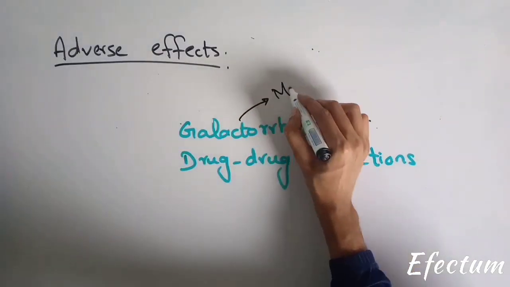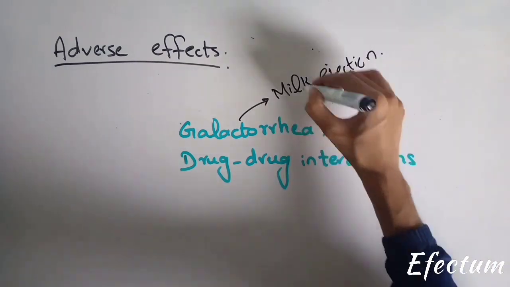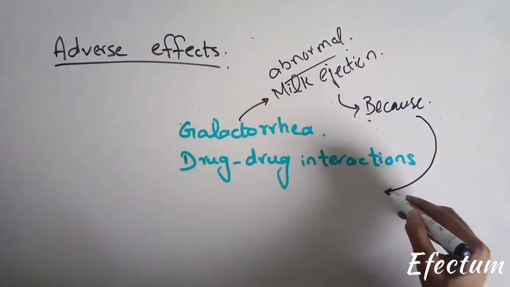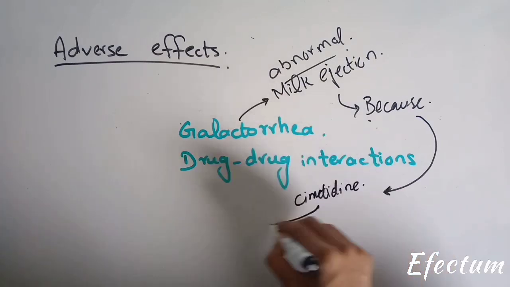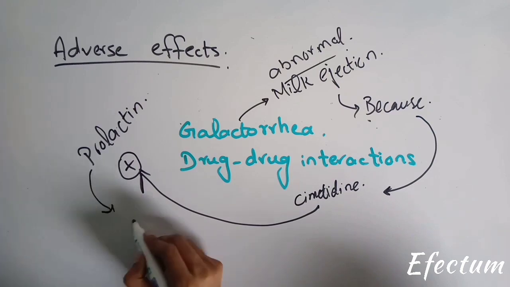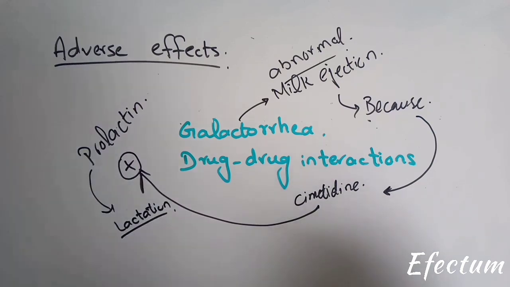Then we have galactorrhea, which is abnormal milk ejection. The reason for abnormal milk ejection is cimetidine. Why? Because it increases prolactin, and prolactin causes an increase in lactation.